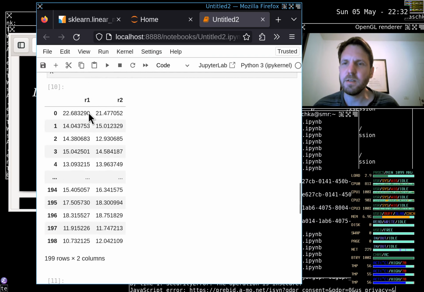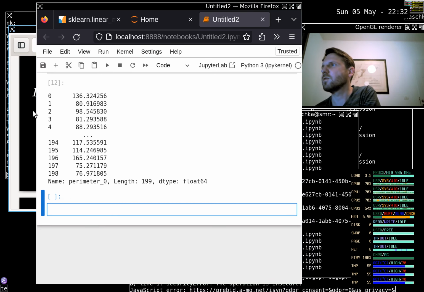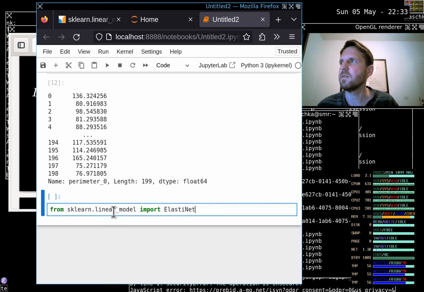We have our x values, our y values. Let's perform something. Let's go to the regression. How does the regression work? For the regression, we use the elastic net. So from scikit-learn linear model, import elastic net, and we have our elastic net basically here.